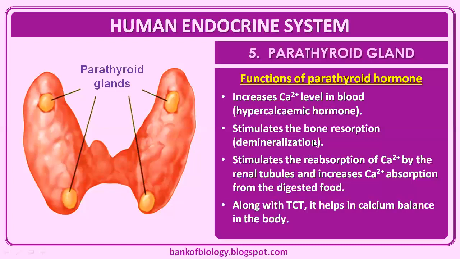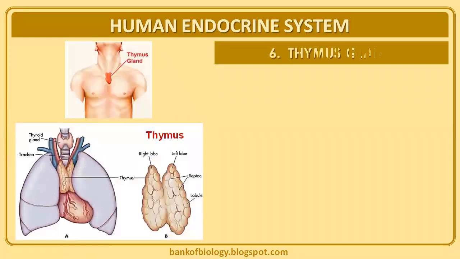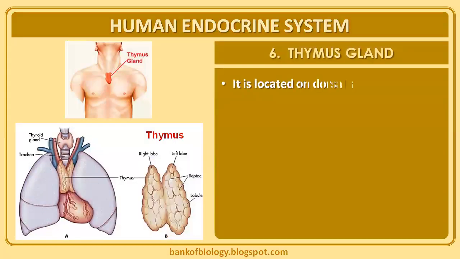That's why, when parathyroid hormone, parathormone, is more and more in the blood, we find bone-related problems. We say stones, bones, groans, moans. No need for that at present at least; you are going to get that in MBBS. Along with TCT, it helps in calcium balance. That line means we said they are antagonistic to each other: calcitonin and this parathormone.